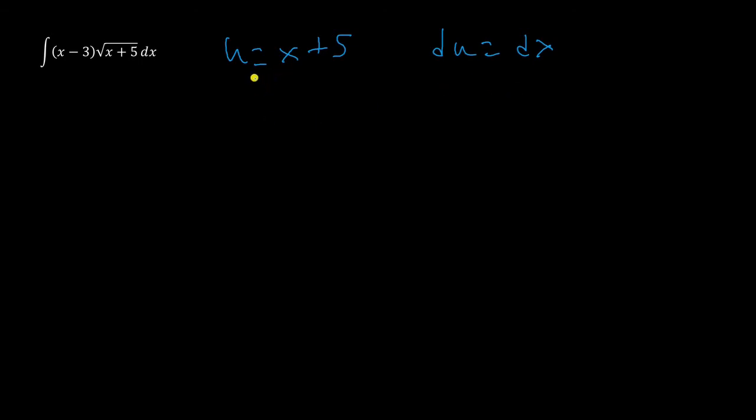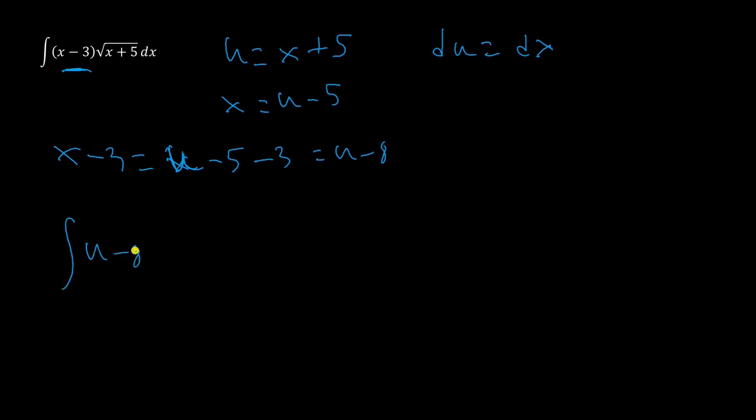Since u is equal to x plus 5, x is equal to u minus 5. And since I have an x minus 3 here, I'll write this in terms of u, so x minus 3 is equal to u minus 5 minus 3, which equals u minus 8. And now I can rewrite this integral as the integral of u minus 8 times, since u is equal to x plus 5, the square root of u. And then dx is equal to du, so I'll write the du here.